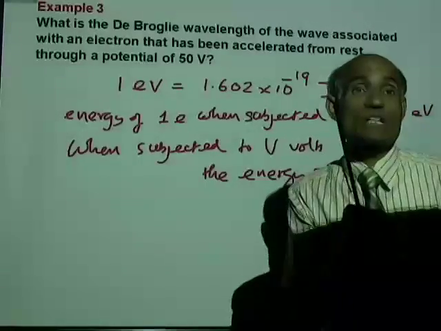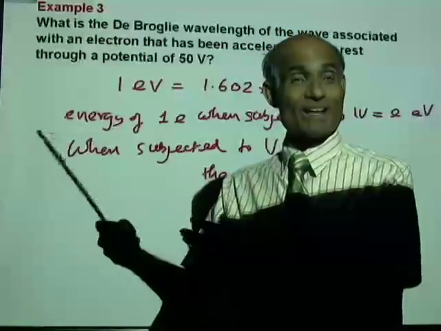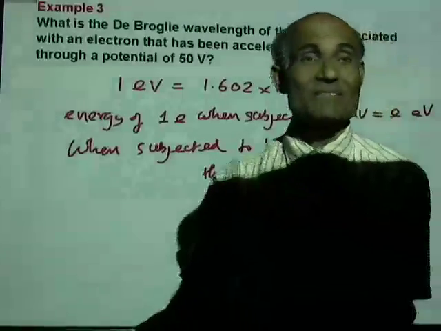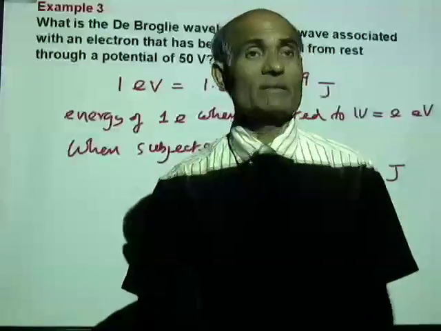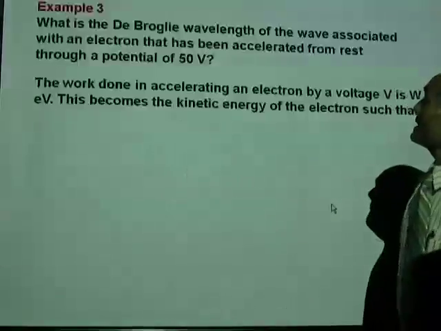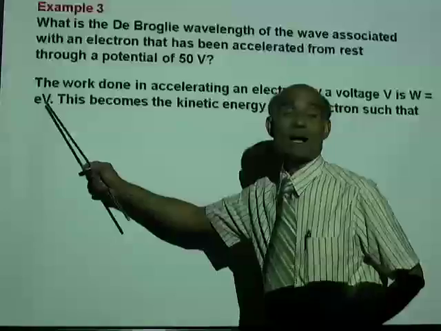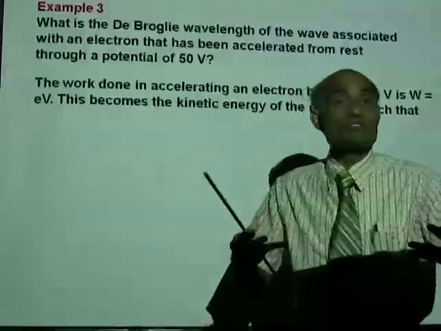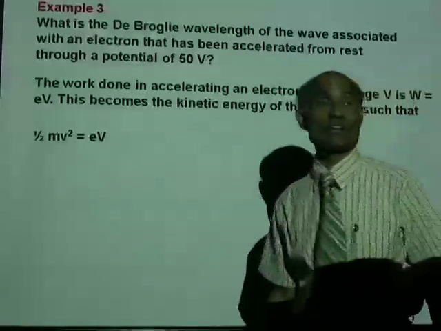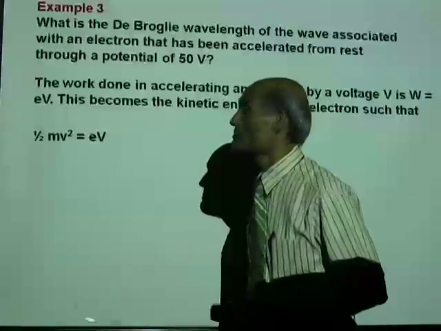And we can take that eV joules and equate it to 1/2 mv squared and calculate the velocity of the electron from this given data. That's what we're going to do. Alright, let's do that now. So the work done in accelerating an electron by a voltage V is eV. Work done is a measure of the energy acquired by the electron.